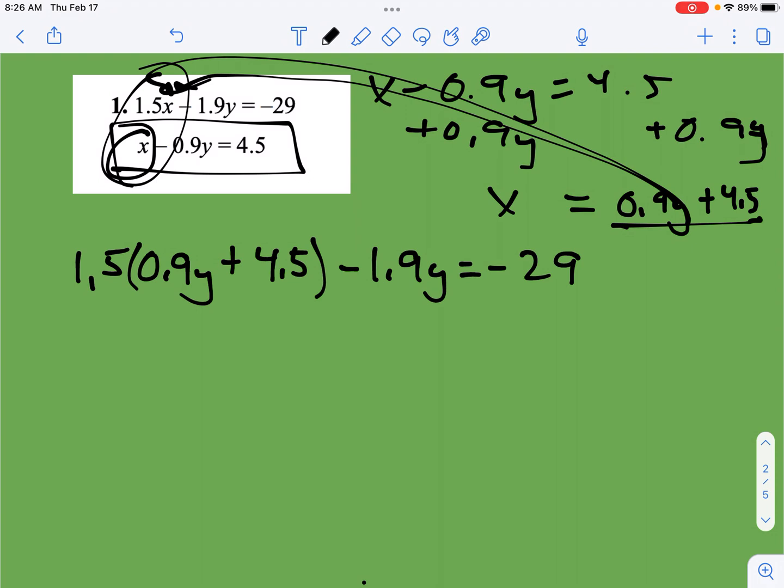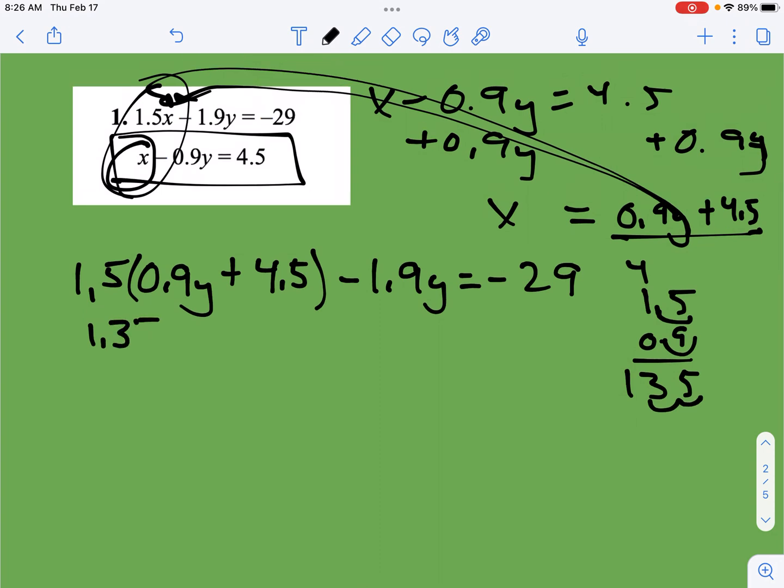So if you're multiplying 1.5 and 0.9, think about it: it's the same as multiplying 15 and 9. You get 5, you carry your 4, you get 135. And you have 2 spaces you have to move, so you get 1.35y.